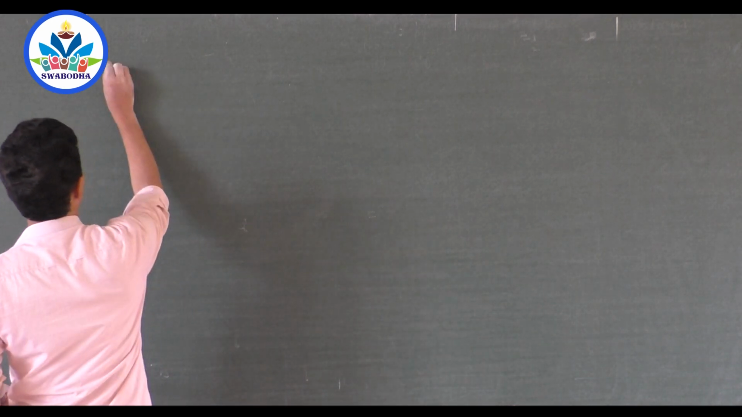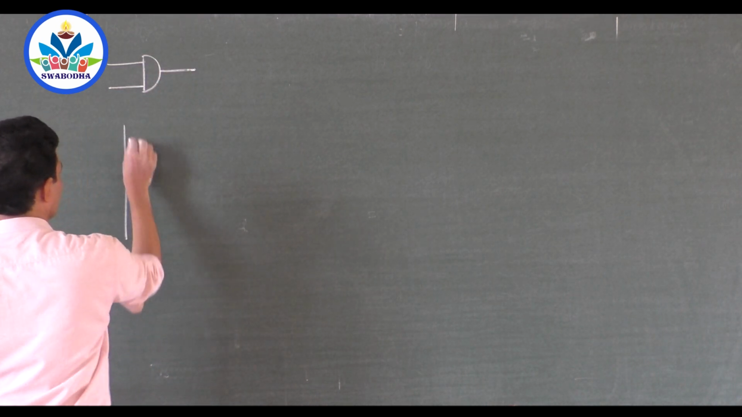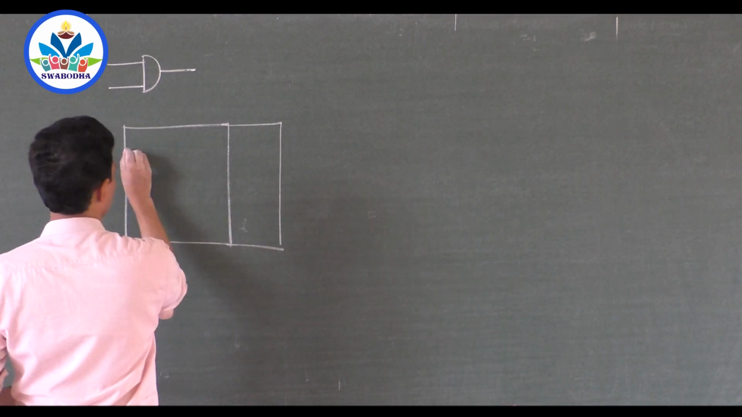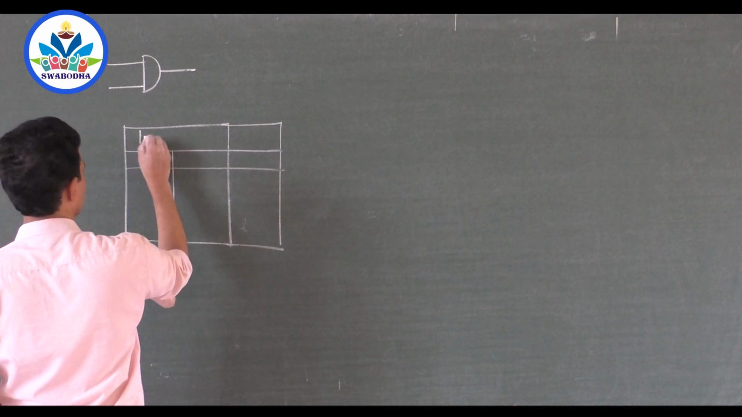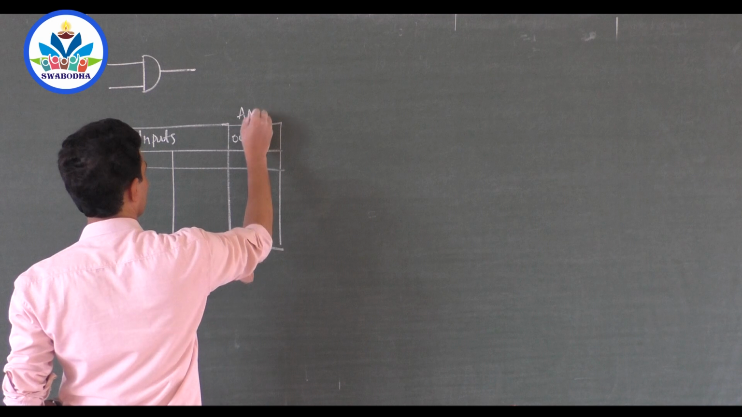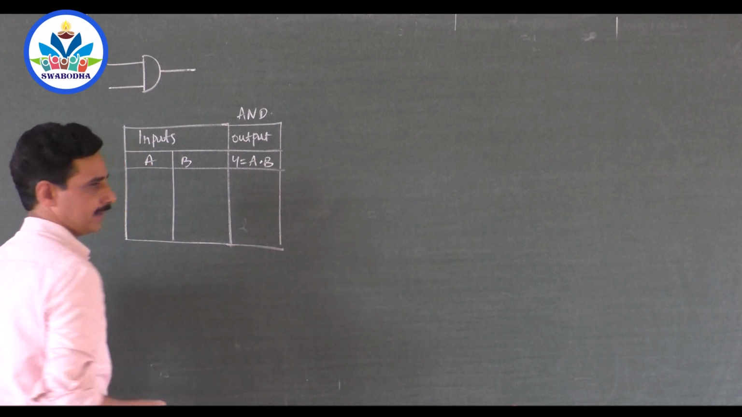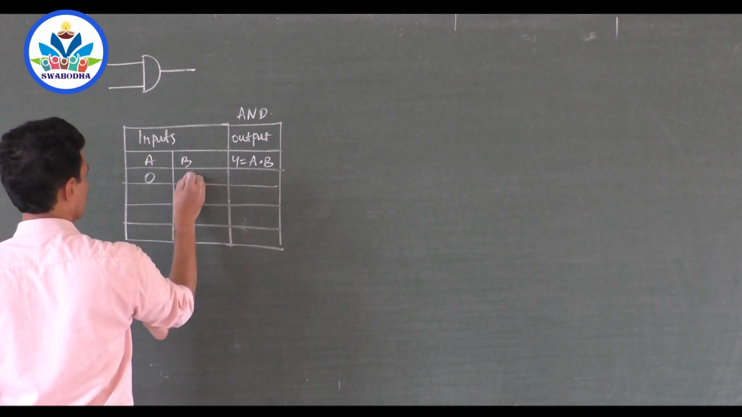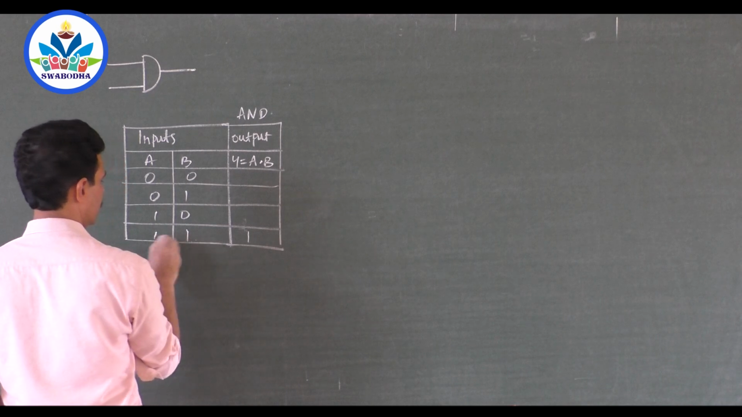What is AND gate? AND gate is a logic circuit which gives output when all the inputs are ones, A, B and everything. Okay. So A, B inputs, output. This is for AND. A, B, Y is equal to A dot B. It is AND. All possible combinations 0, 0, 0, 1, 1, 0, 1, 1. Only when both are ones, output is 1.